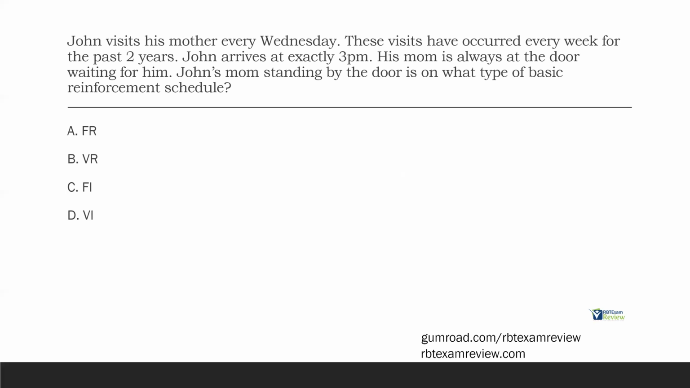A whole week passes. 3 p.m. Wednesday again, John's mom receives reinforcement again. This is a fixed interval reinforcement schedule for John's mom standing at the door. Kind of a complicated basic reinforcement schedule question. Basic reinforcement schedules are easy. This question is a little more complicated.